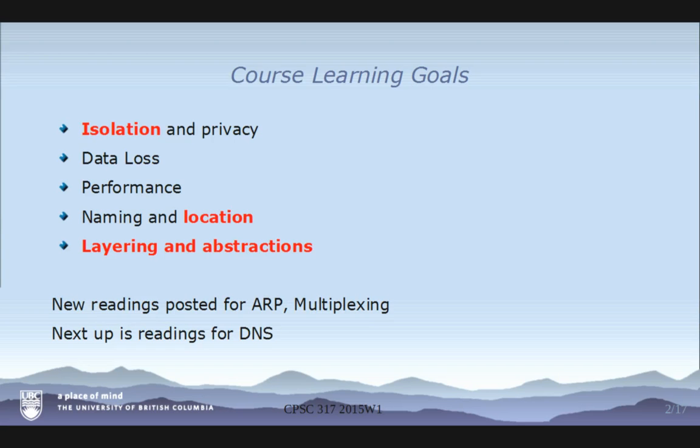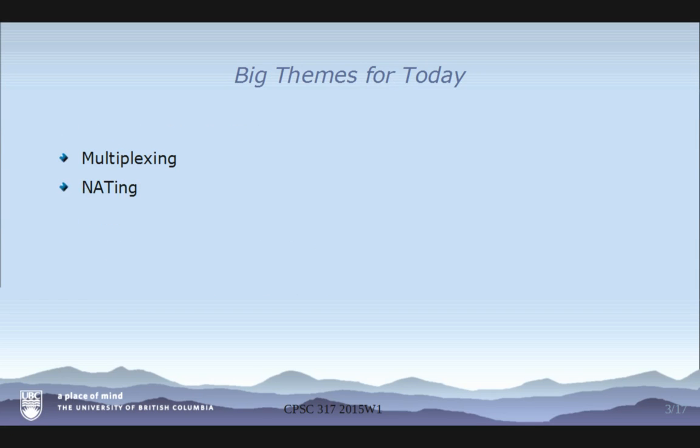I've actually posted the new sets of readings for this section of the course, so there's stuff in there for ARP. We're going to be talking about multiplexing, so that's something you can read up on. And then if you want to read a little bit in advance, we're going to start talking about DNS, domain naming system, and so that's the next topic. So if you wanted to read ahead, that would be what you should be looking at. Okay, so before I go on, though, are there any questions from last class?